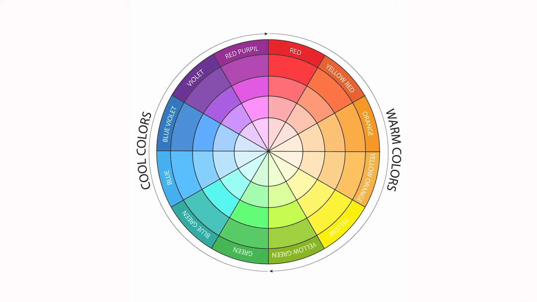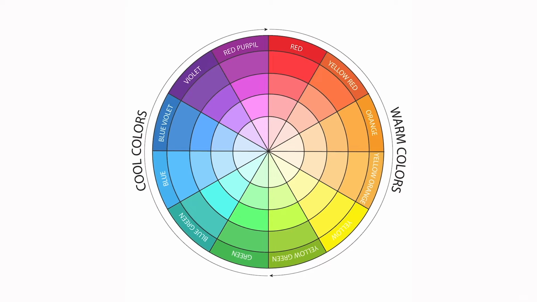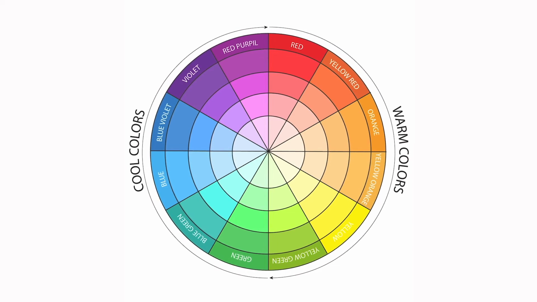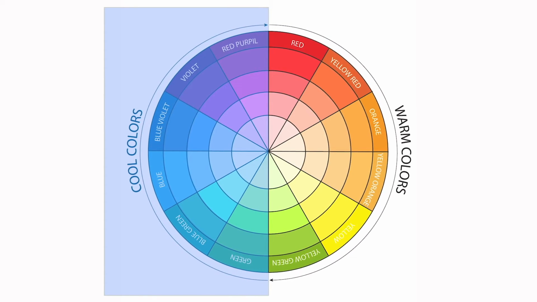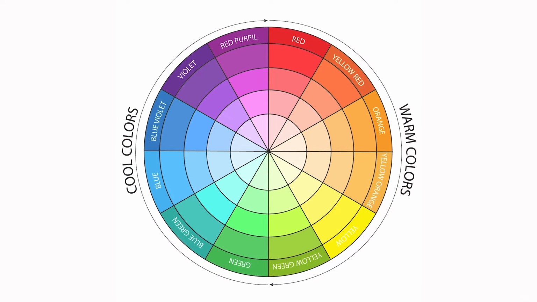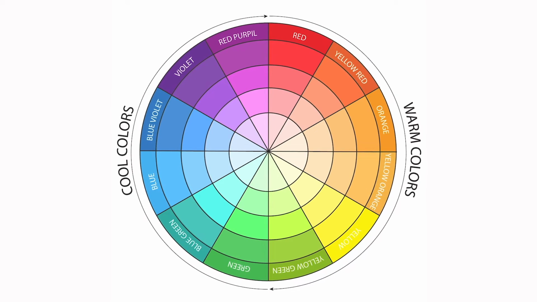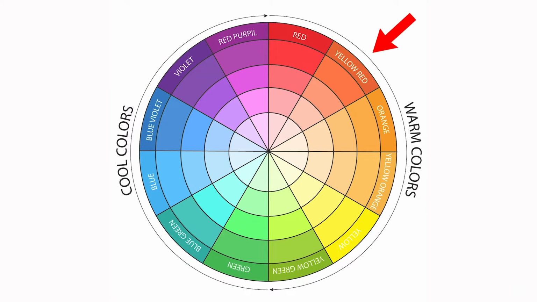Let's circle back to the color wheel. In its most elemental breakdown, you can divide it into two halves. On one half is the cool colors, and on the other half you have your warm colors. Simple enough. The color directly across from any color on the scale is its complementary color. So, for example, yellow-red's complementary color is blue-green, and orange's complement is blue.